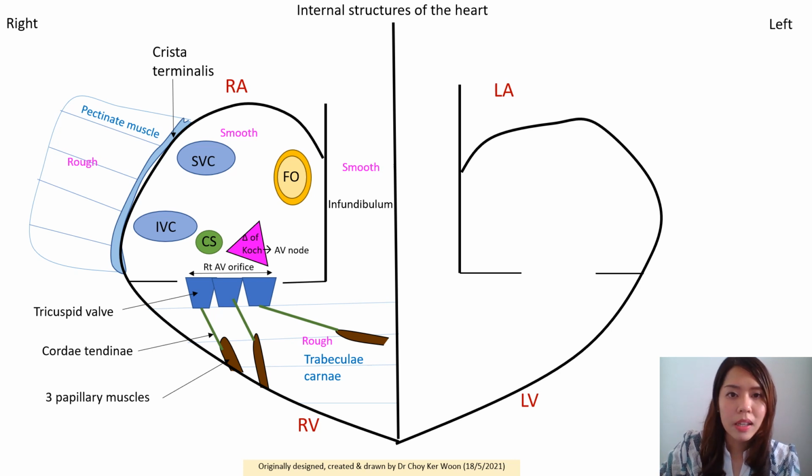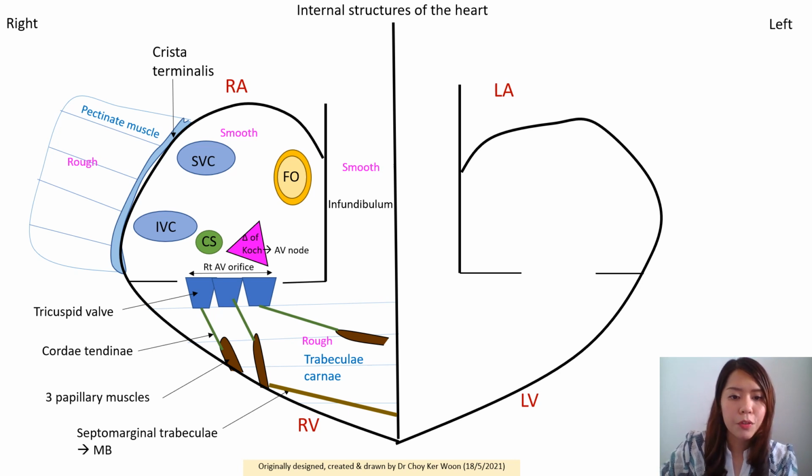Next are these structures here. There is a structure, the moderator band, that extends from the base of the anterior papillary muscle to the ventricular septum. This structure is what we call the septomarginal trabecula. It's the moderator band.